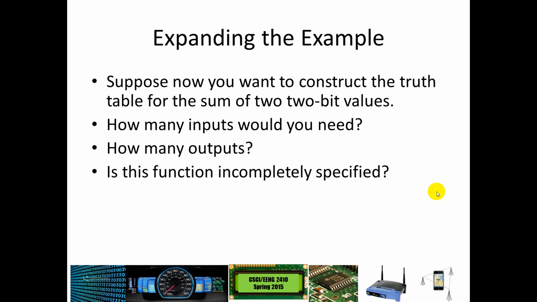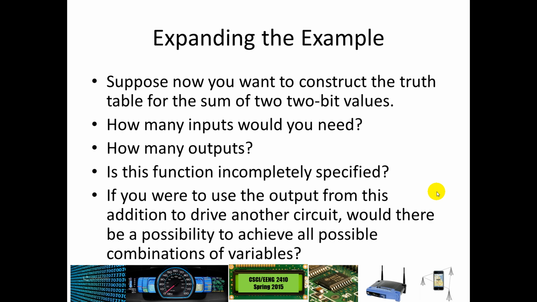Then the question is, is this function incompletely specified? That is, for all possible input values, is there a corresponding output value? And in this case there is. However, there is a little bit of a caveat in that the possible output values do not span the entire range from 0 all the way up through the maximum possible value that can be represented there. So for example, when you're doing 2-bit input, you cannot get a sum of 7. If you were to add the maximum possible value from the first input and the maximum possible value from the second input, you could not get a total greater than 6. So the function's not incompletely specified.